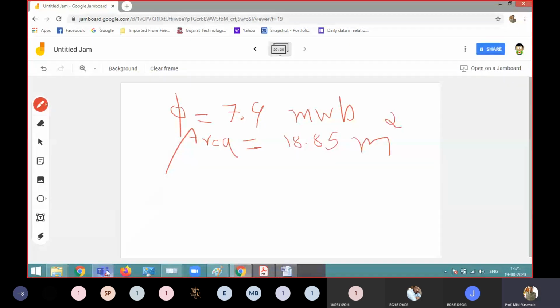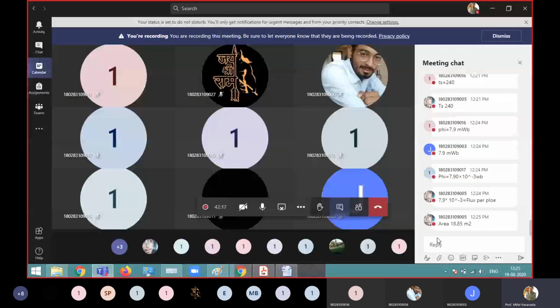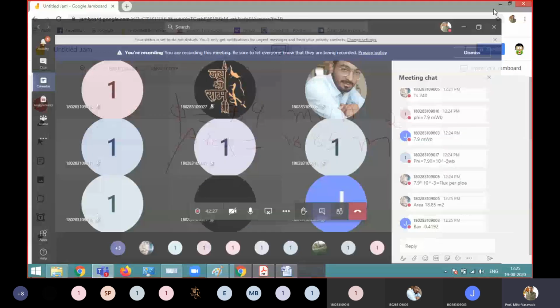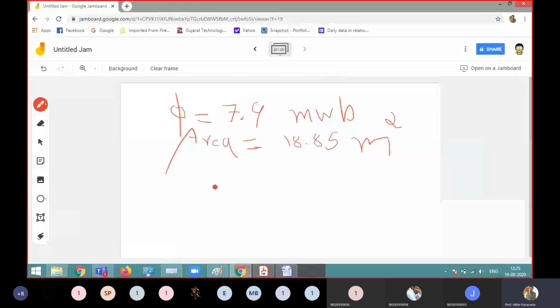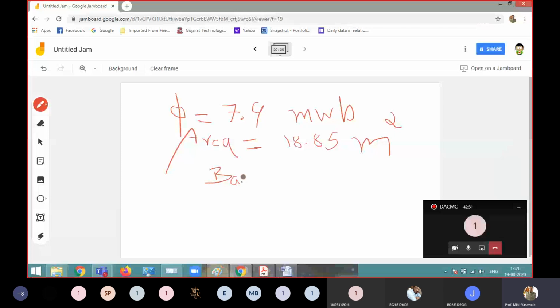Let me go to the chat box. Right, perfect. The area is 18.85. Flux is 7.9 milliweber. Perfect. And if you go to find out B average, then it is 0.418 Tesla.